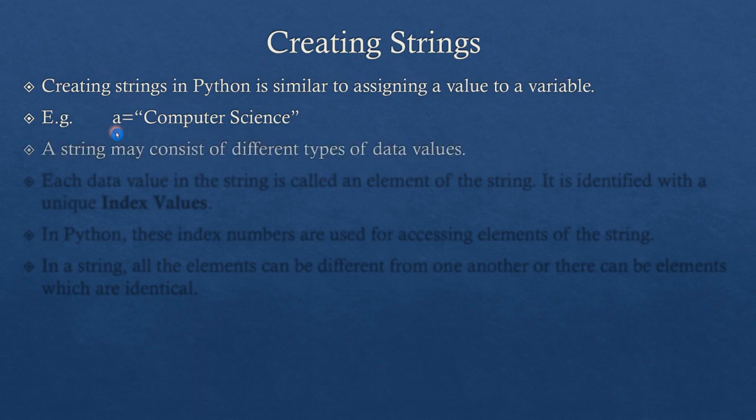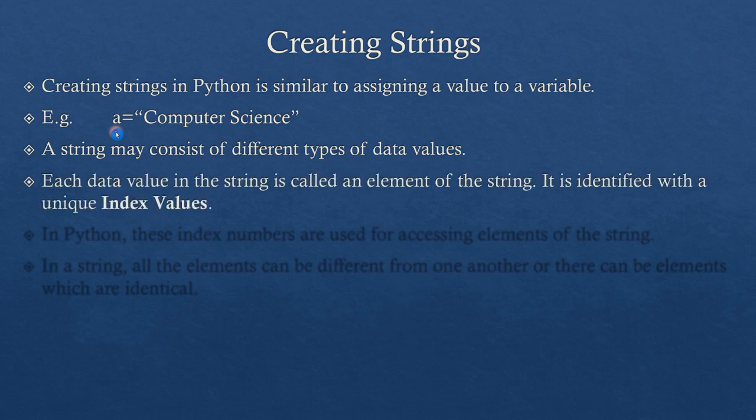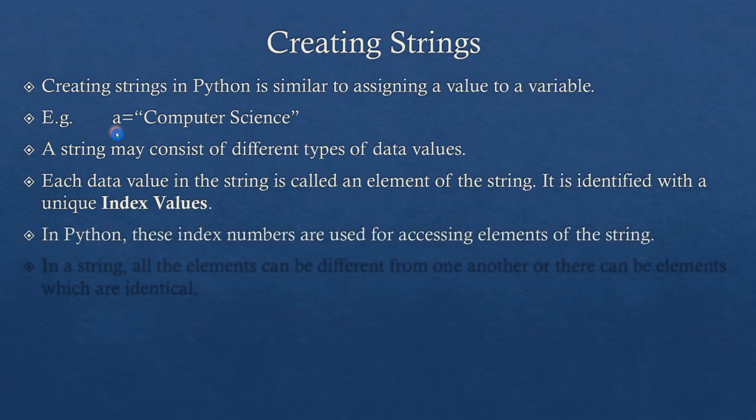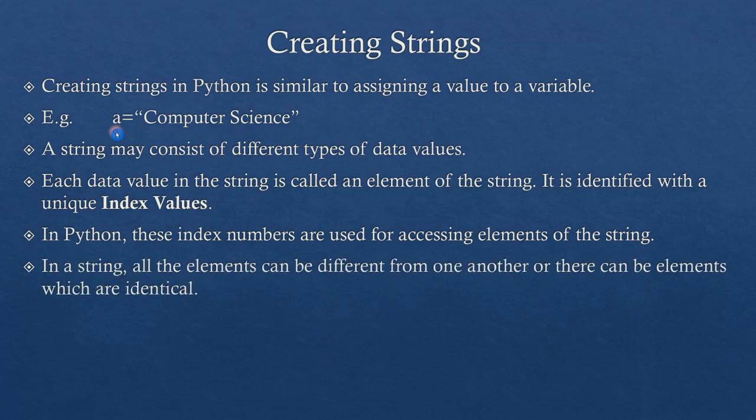This string may consist of different types of data value. Each data value in the string is called an element of the string. It is identified with a unique index value. Index values are used to identify and to access the elements of the string. In a string, all elements can be different from one another, and there can also be elements which are identical. Now, let me explain these 3 points with an example.